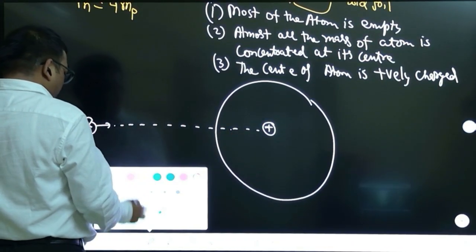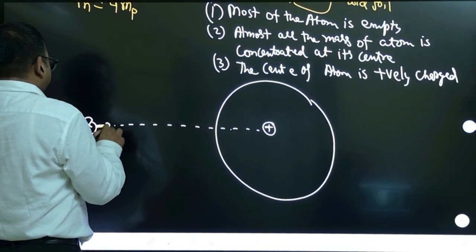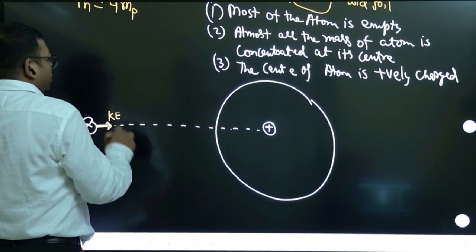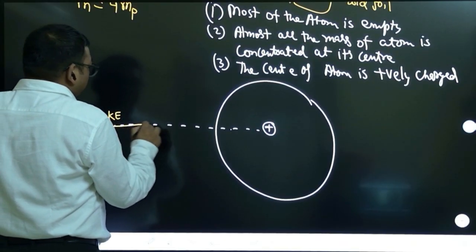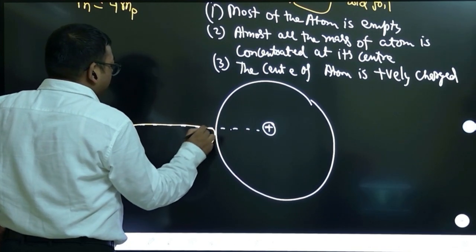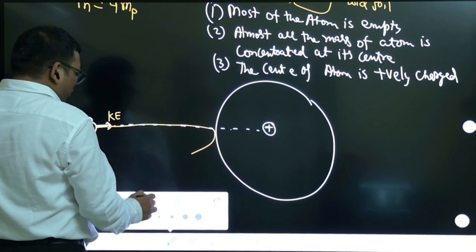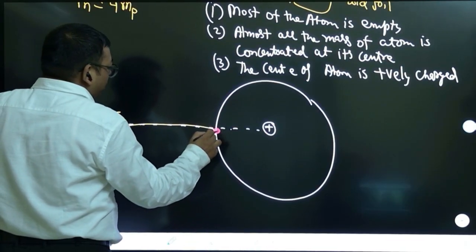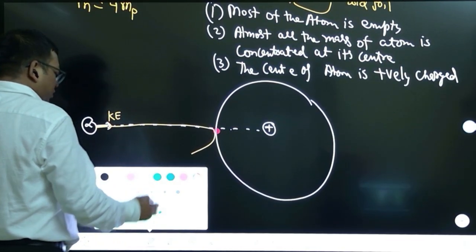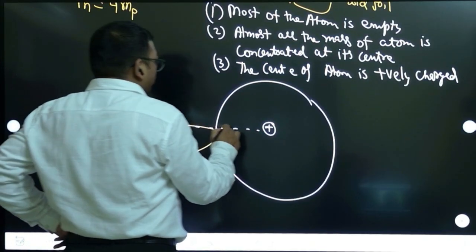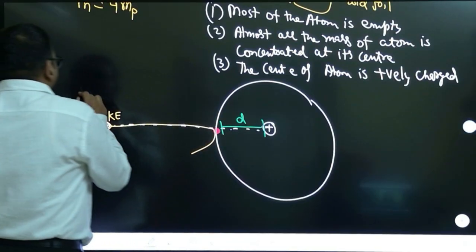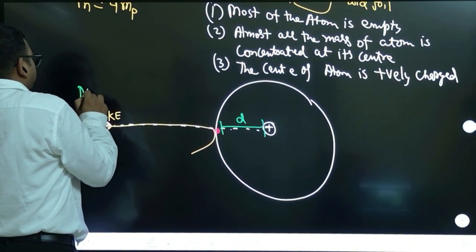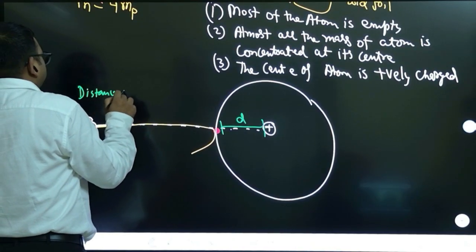So this alpha particle has some kinetic energy. Of course, it is found that if it is going this way, somewhere it will retrace its path, somewhere it will return. So this is the point where it is going the nearest distance. This nearest distance is called the distance of closest approach, d.